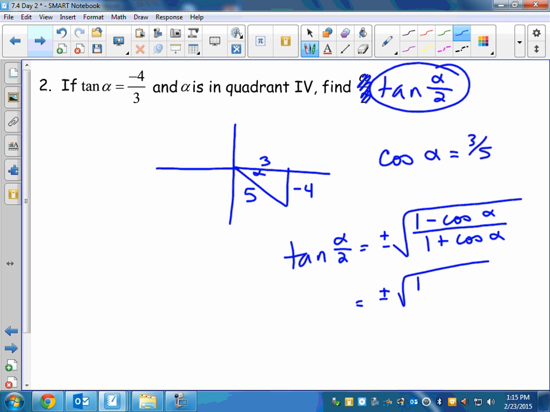What did I say here? 1 minus 3/5 over 1 plus 3/5. The issue with this is a radical, right? And so since we're going to get a number out of this, maybe we can simplify it. Which is it? Is it negative on that side? Why do you think it's negative?